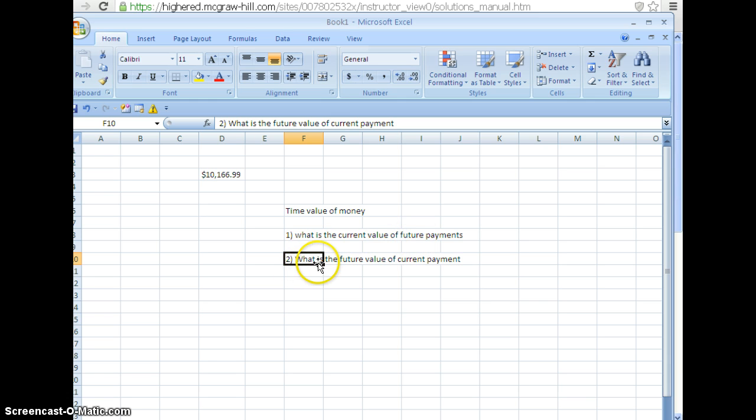Secondly, you want to learn if you have $1,000 in the bank and you're going to earn 6% interest, you want to know what that money is going to be worth in 5 or 10 years from now. That's how retirements are planned. So that's time value of money.